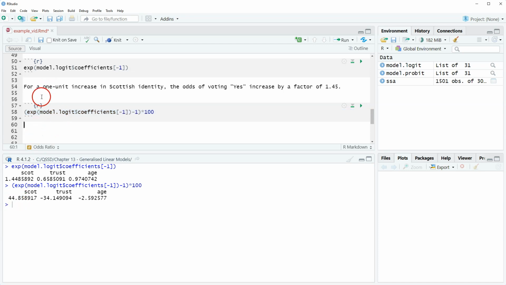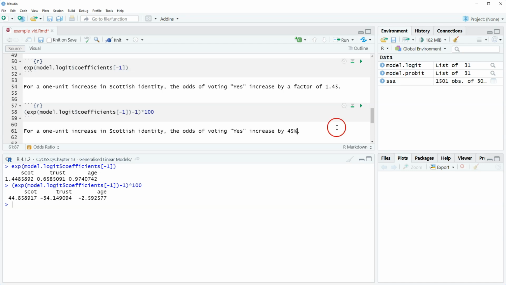Okay, so the interpretation now, and I'm going to steal this just so I don't have to type all of it. All right, now the interpretation for Scottish identity would be, for a 1 unit increase in Scottish identity, the odds of voting yes increase by, let's round it, 45%. Okay, that's it. I think that's more intuitive to understand than saying the odds of voting yes increase by a factor of 1.45. Right, here it's the odds of voting yes increase by 45%.